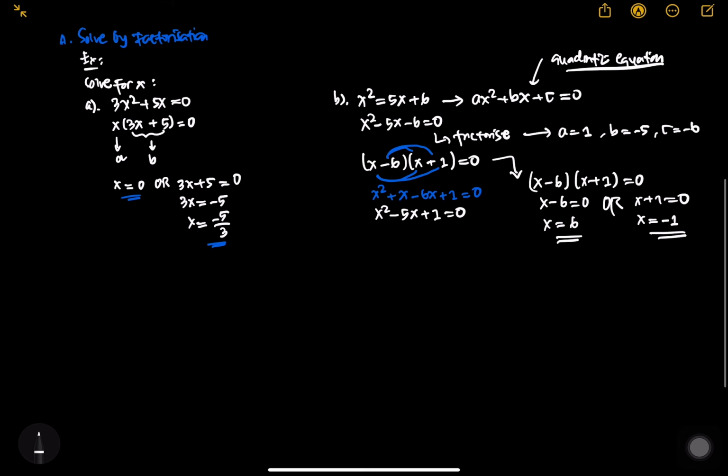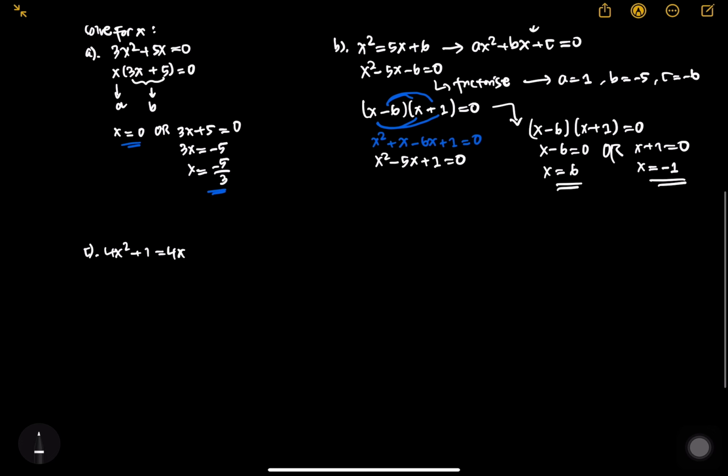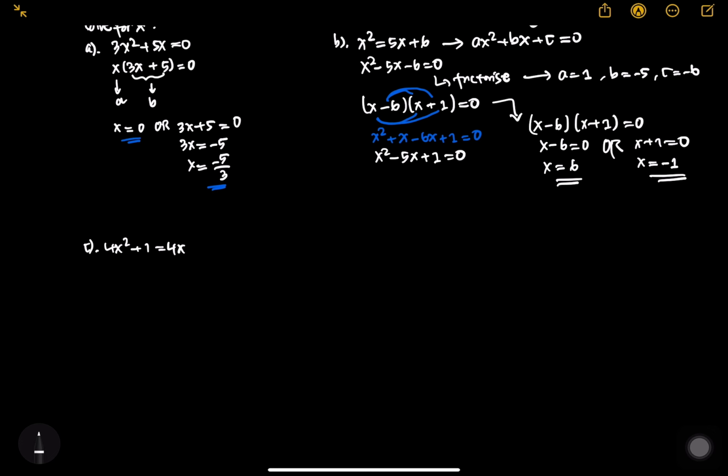The next step, we can do the next question: 4x squared plus 1 equals 4x. If you find a case like this, again, you can rearrange them. So 4x squared minus 4x plus 1 equals 0. How do we solve this?